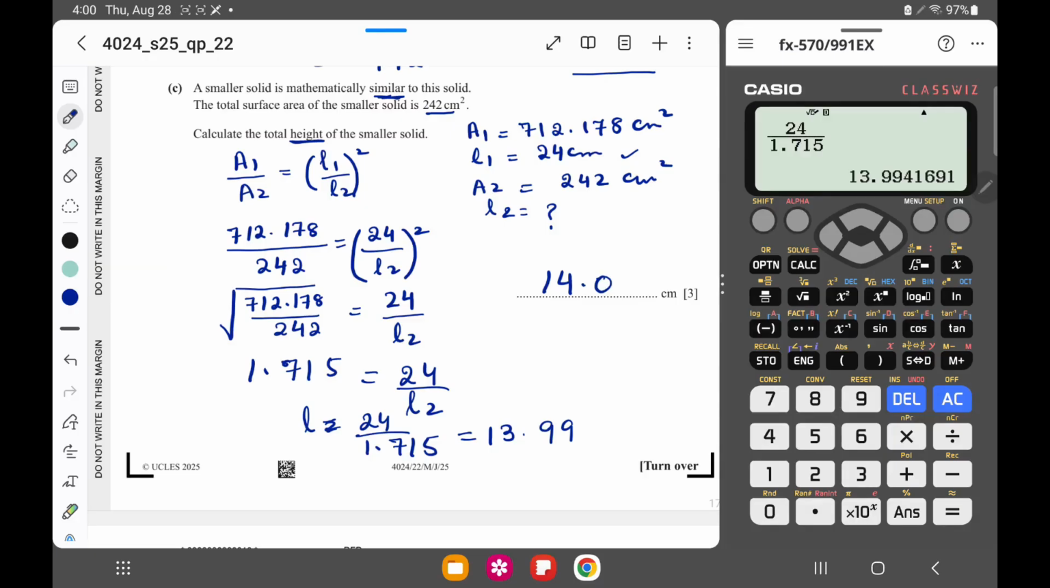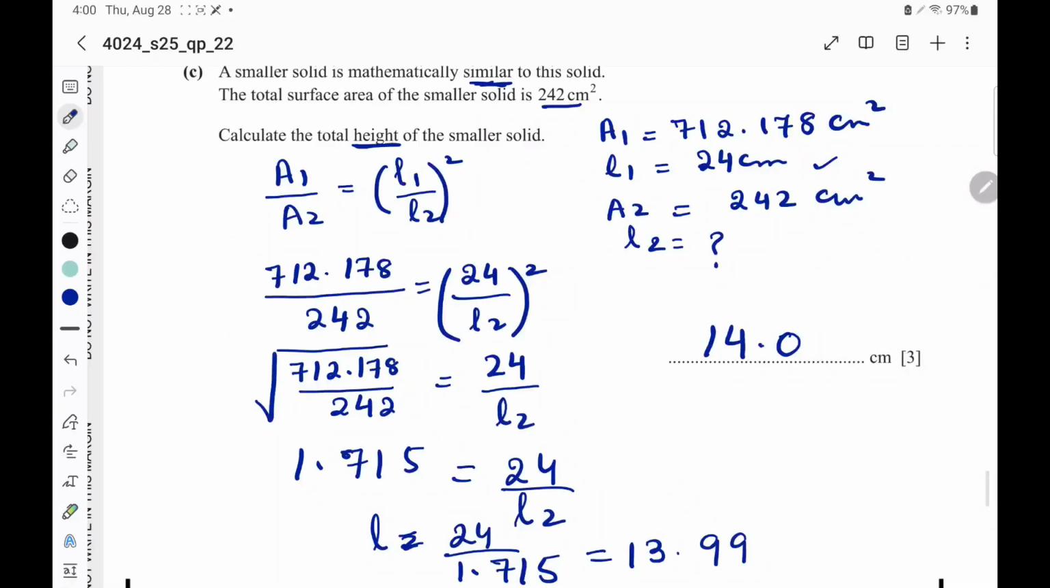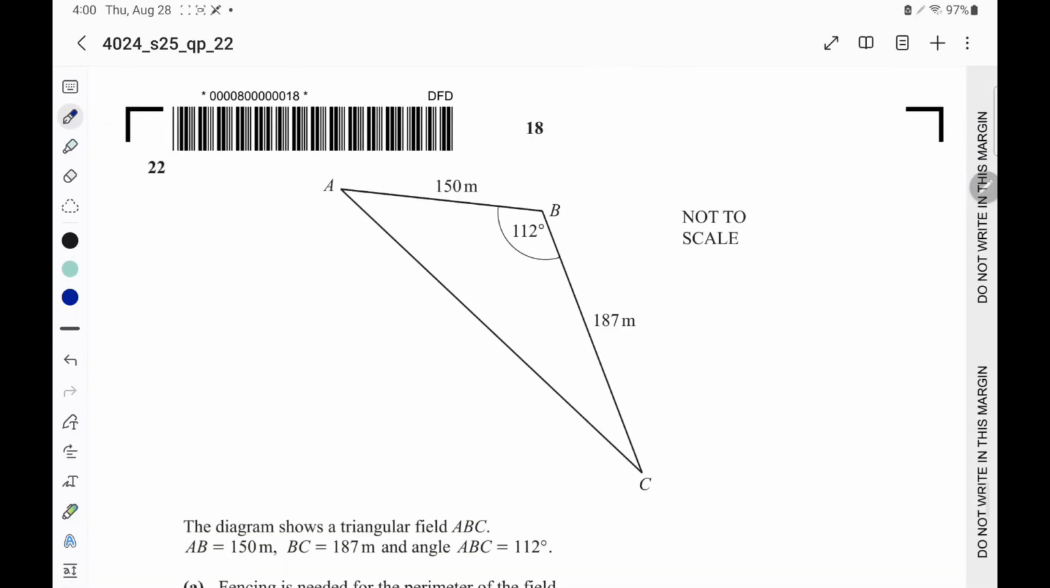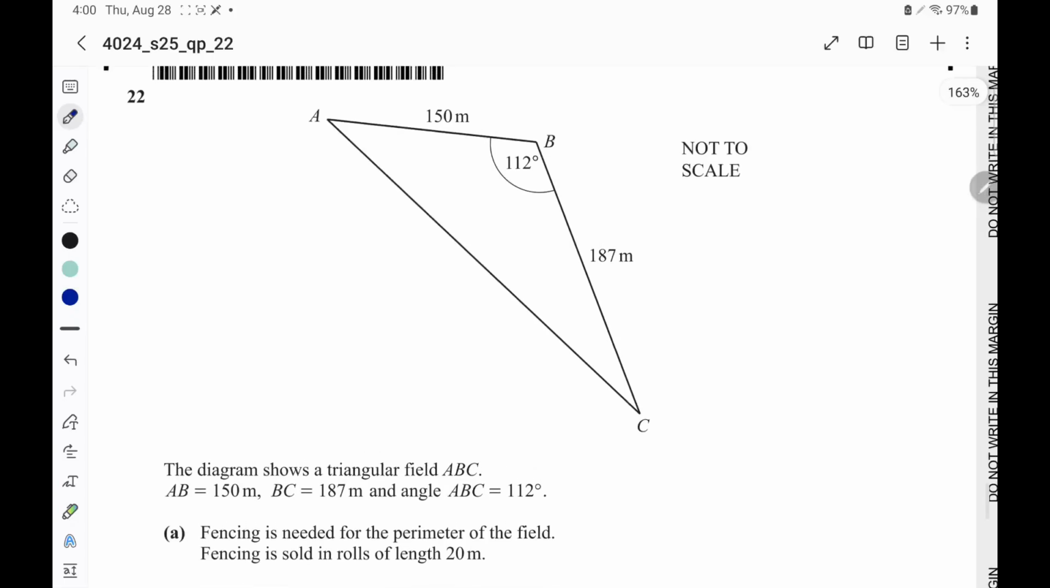Alright, now move to the next question. Question number 22, a trigonometry question. You can see the two sides and included angle is given. Obviously, if they're asking you to find out the AC, then we'll be using the cosine rule, because in the cosine rule, two sides and included angle is required. Okay, so the diagram shows the triangular field ABC. AB is 150 meters, BC is 187, and angle ABC is 112.